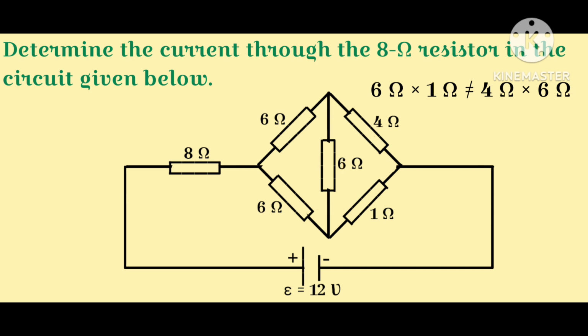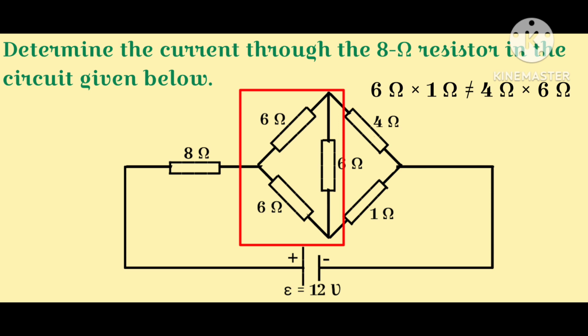This Wheatstone bridge contains 2 delta connections. One is this and the other is this. The delta connection on the left has 3 identical resistors. So replacing this delta connection with the corresponding star connection or T connection, which will also contain 3 identical resistors, will turn out to be easy.